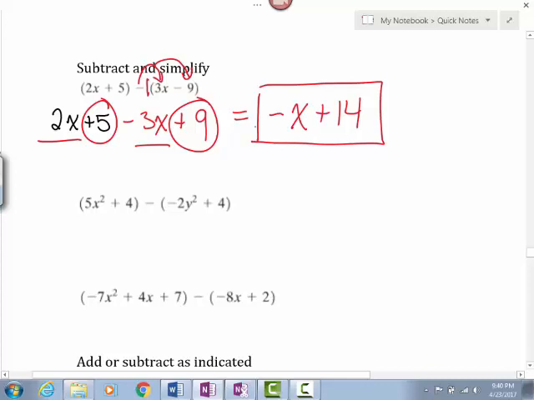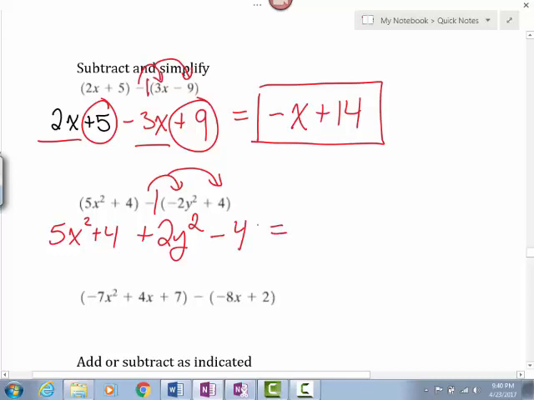We'll do it the same way. So again, I'm going to leave the first part here alone. That's going to stay as 5x squared plus 4. We'll think of this here as a negative 1. And we're going to distribute that negative 1 to both terms. So negative 1 times negative 2y squared is a positive 2y squared. Negative 1 times a positive 4 is a negative 4.